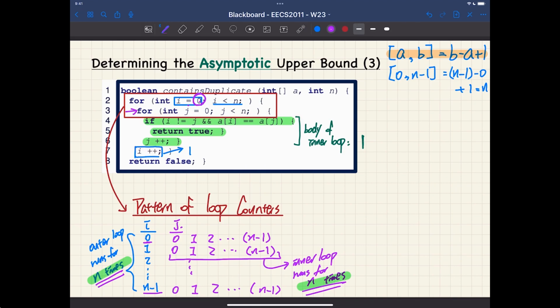Let me put down the observation here. For each iteration of the outer loop, we will execute the inner loop also n times.